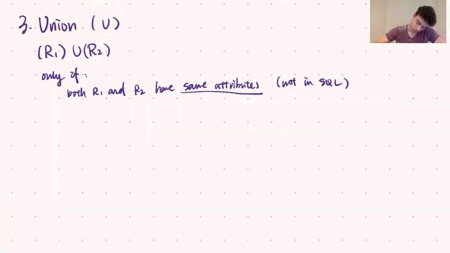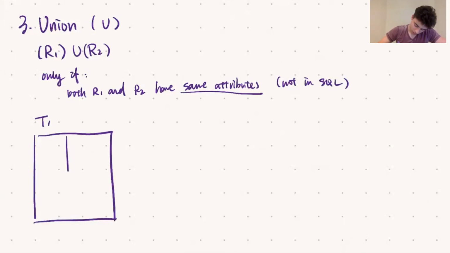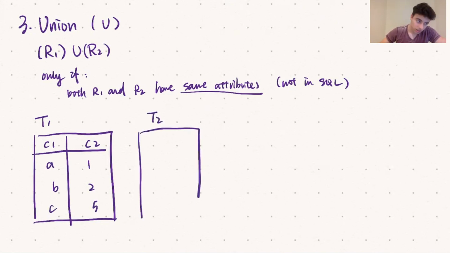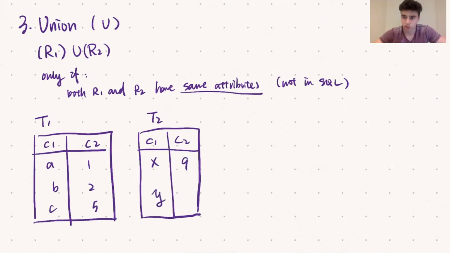Let's make one table, we'll call it T1, that has two attributes, C1 and C2, each of which contain the following tuples: A 1, B 2, C 5. Now let's make a second relation, T2, with the same attributes, C1 and C2. This one's going to contain the tuples X 9, Y 13. These tables will show up later as well, but let's operate on these for right now.